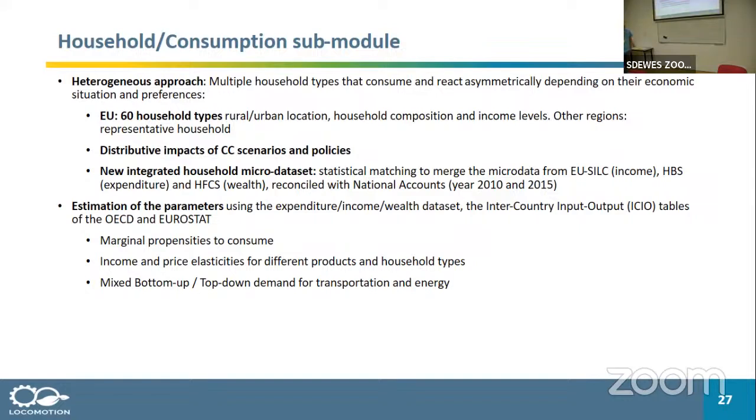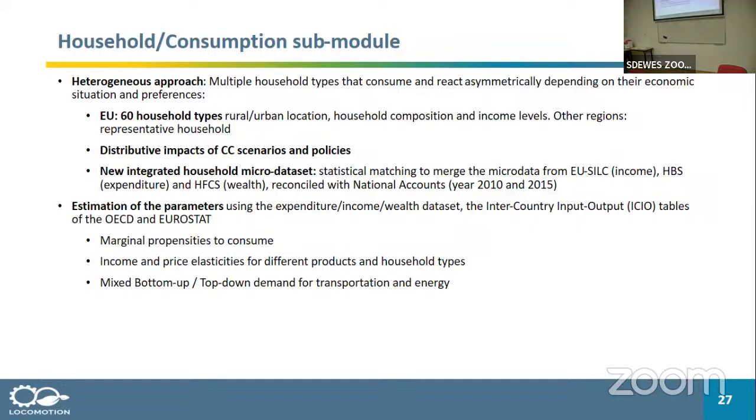And for the EU, we have 60 household types that depend on whether the households are rural or urban, the household composition, that we have 6 different types of households, retired people, people with children, this type of characteristics, and 5 income levels. So we have 2 times 6 times 5, 60 household types. But in other regions, due to data constraints, we have just 1 representative household. It's a limitation of the model.